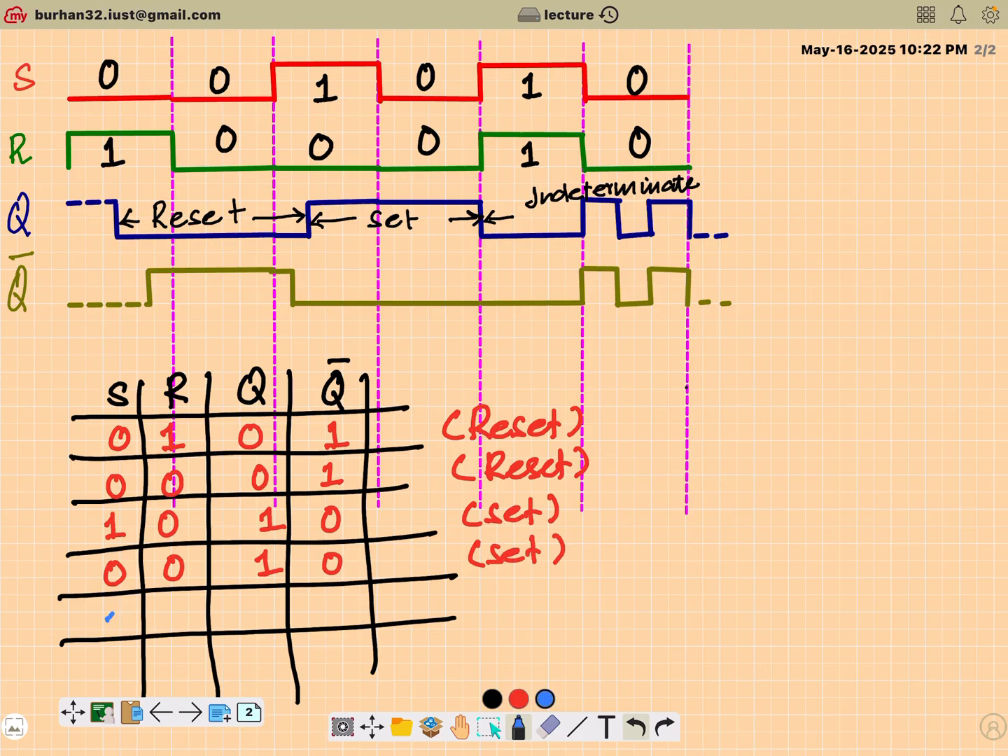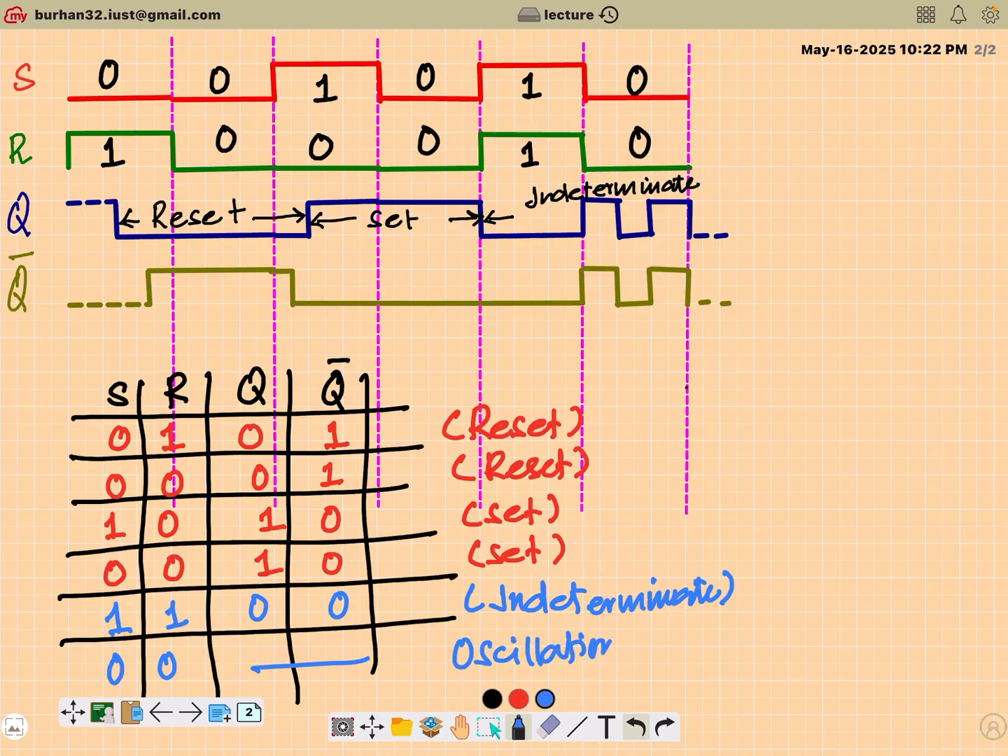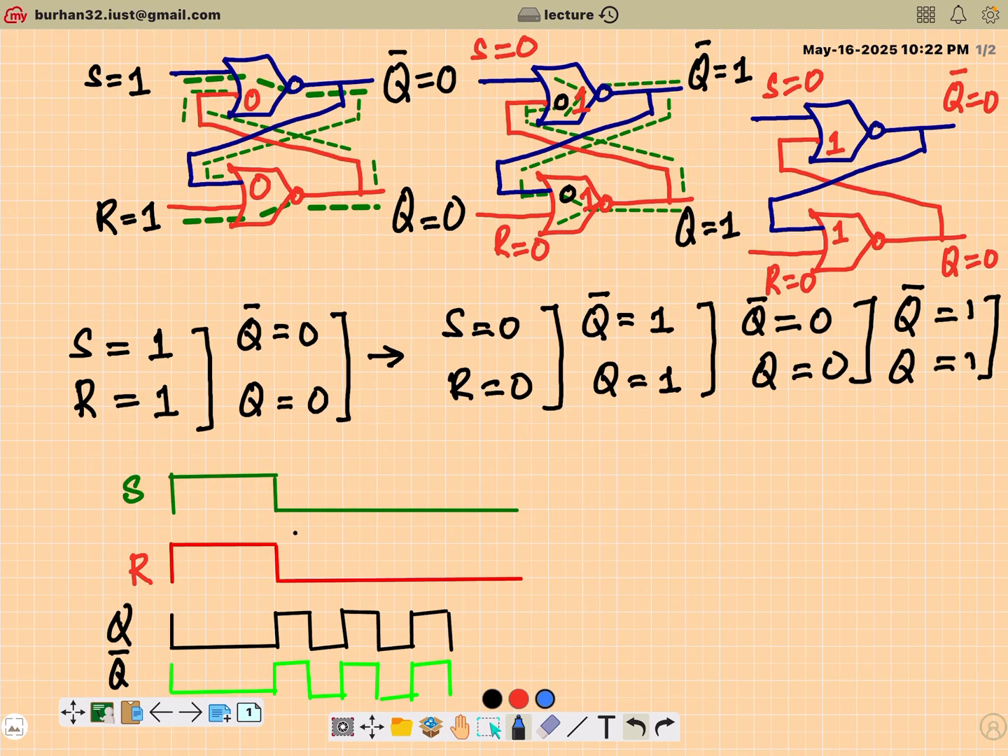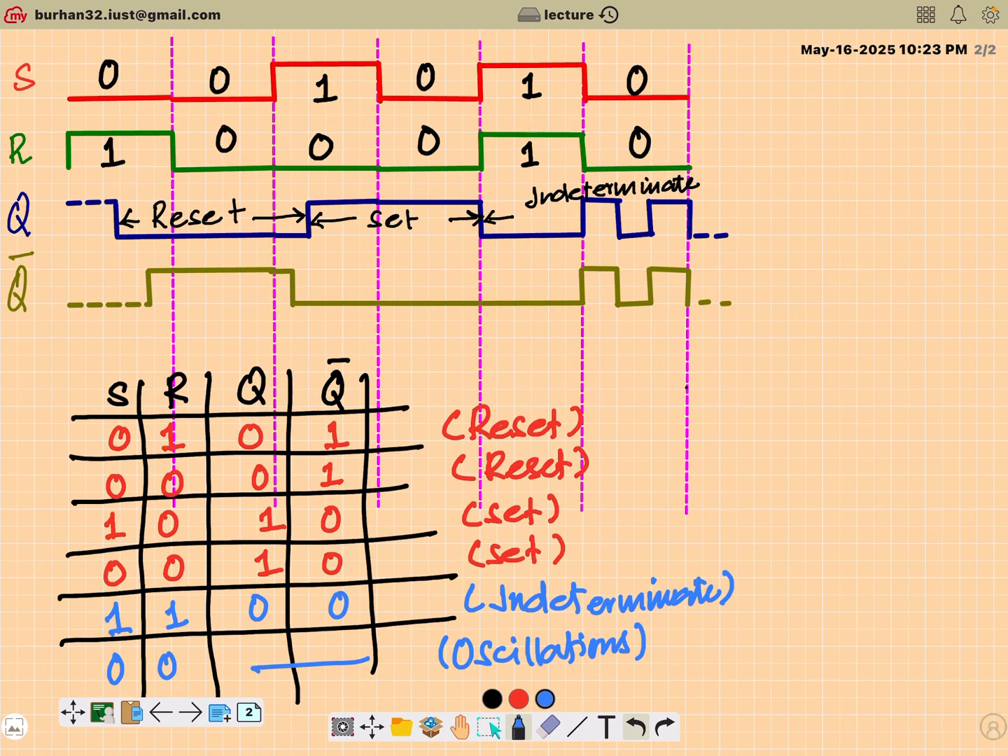And when I change it to 0, 0, it maintained this set state. But as soon as I go 1, 1, both the outputs go 0, which is not acceptable because they're supposed to be complementary of each other. We call this the indeterminate or sometimes undefined state. Fine. And immediately after this, when I go to 0, I have oscillations, which means the output from the NOR gate continuously changes from 1 to 0, 1 to 0, and that is not a stable condition. This is a big problem with digital circuits.